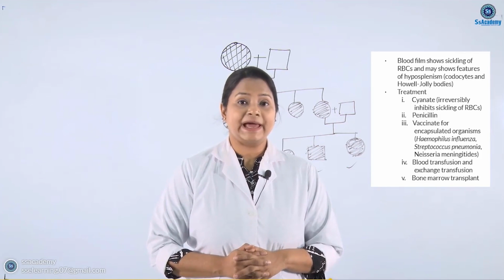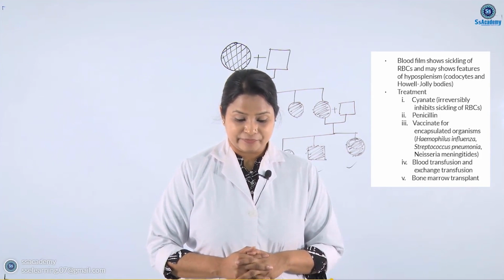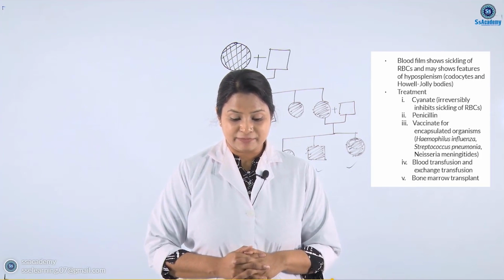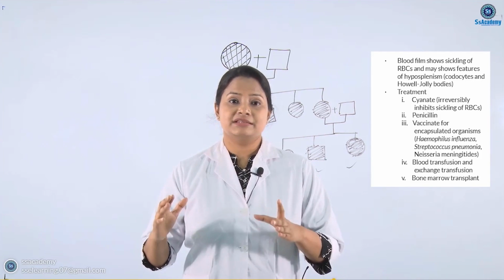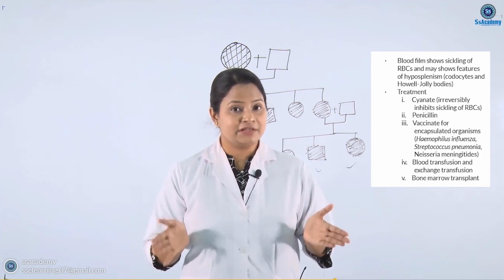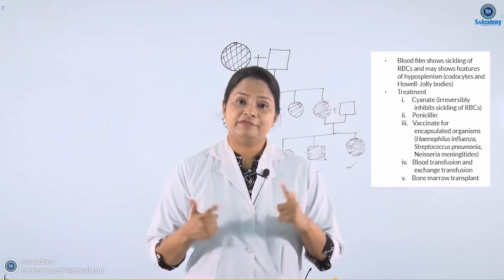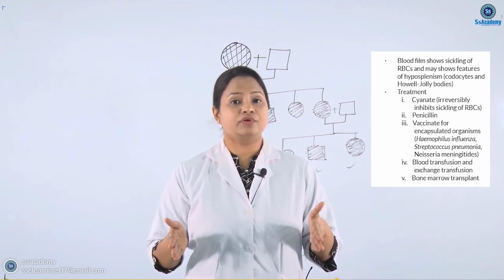Which vaccines do we give in sickle cell disease? There are 3 vaccines: Haemophilus influenzae, Streptococcus pneumoniae and Neisseria meningitidis. We give these vaccines in sickle cell disease. Haemophilus influenzae, say with me. Haemophilus influenzae, Neisseria meningitidis and Streptococcus pneumoniae.